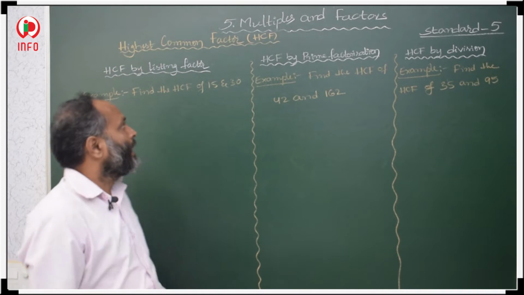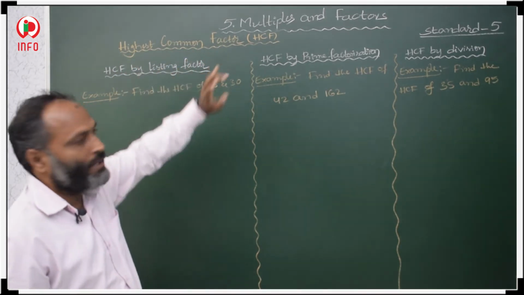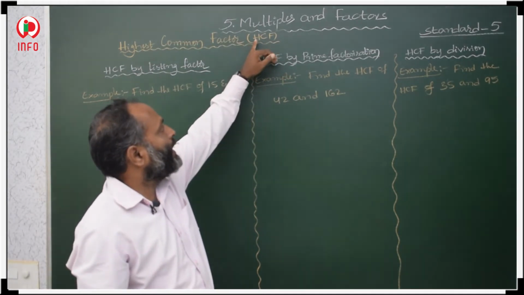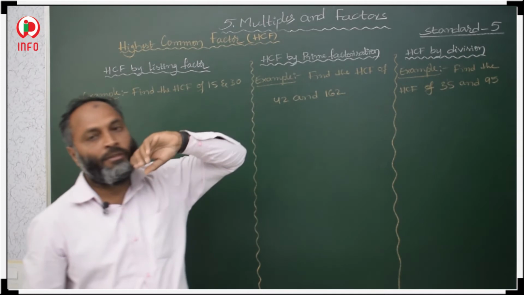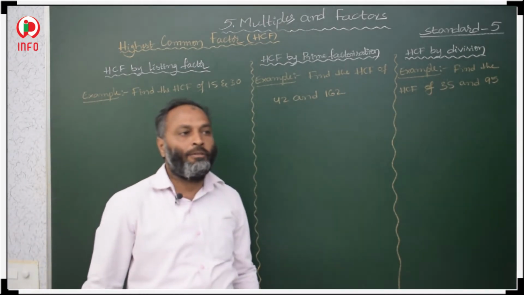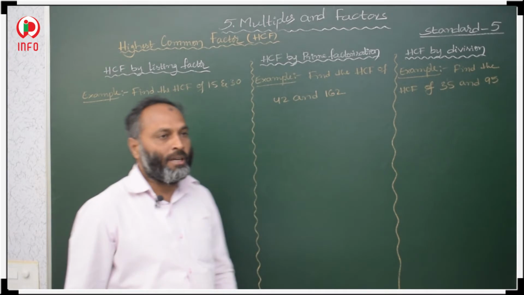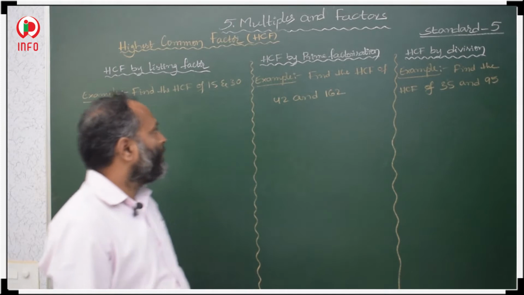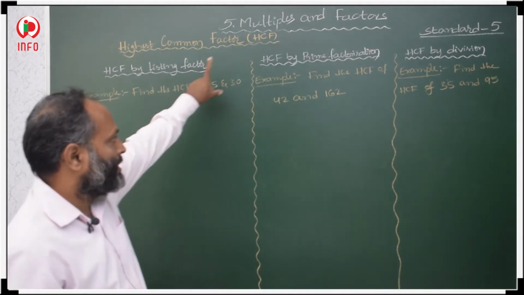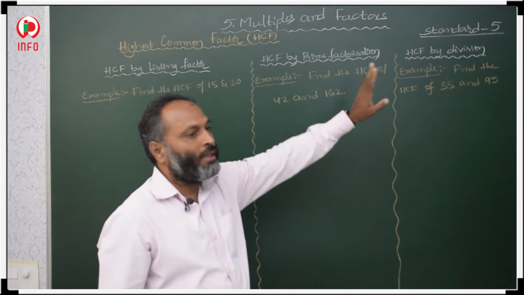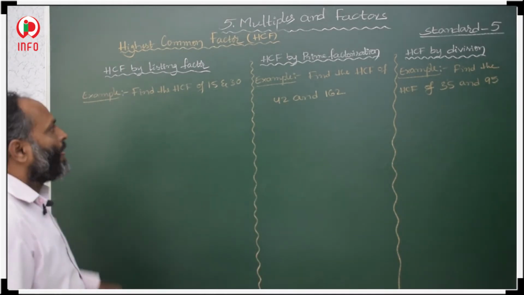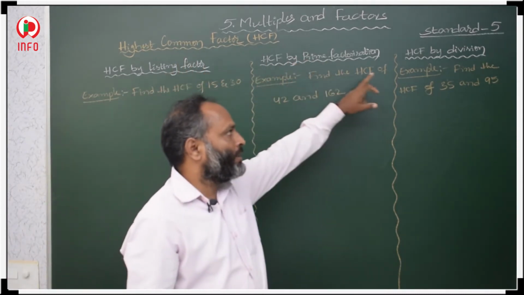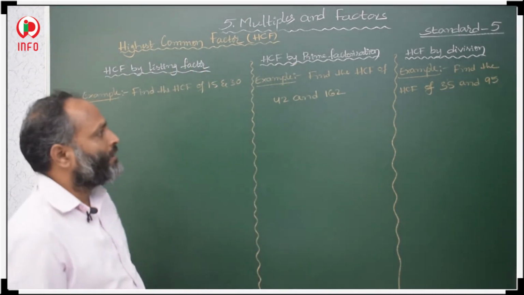Now the next concept, highest common factor. In short, we can write it as HCF. HCF means highest common factor. We can find the HCF by using three methods. The first one is the listing factors method, the second one is the prime factorization method, and the third one is the division method.